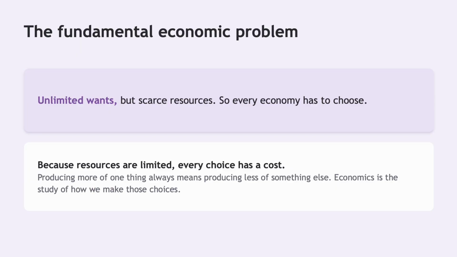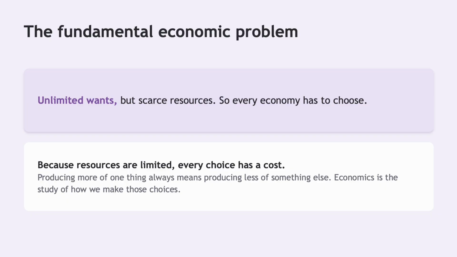Here is the fundamental economic problem. Our wants are unlimited, but the resources to satisfy them are scarce. So every economy has to answer three questions: what to produce, how to produce it, and for whom. And because resources are limited, choosing to produce more of one thing always means producing less of something else.